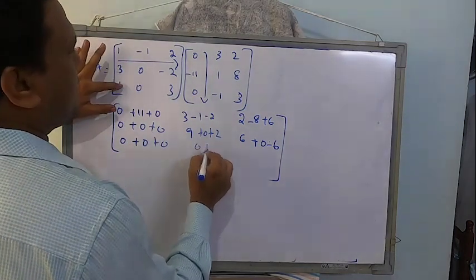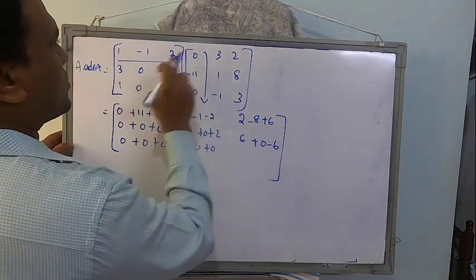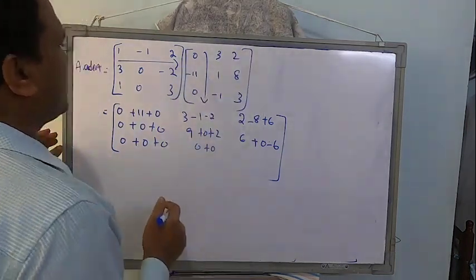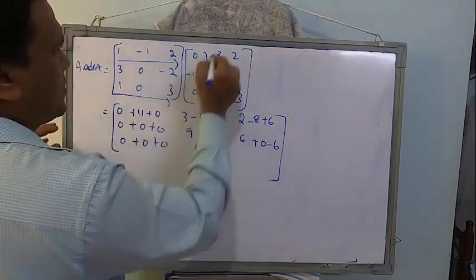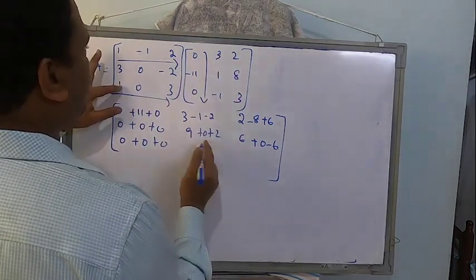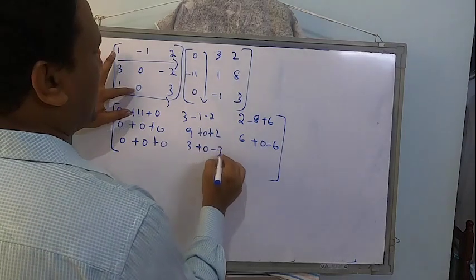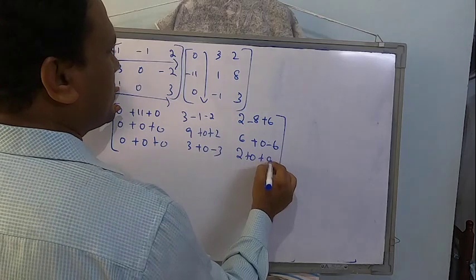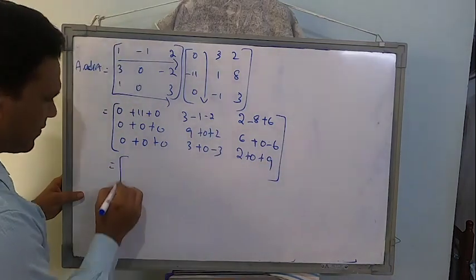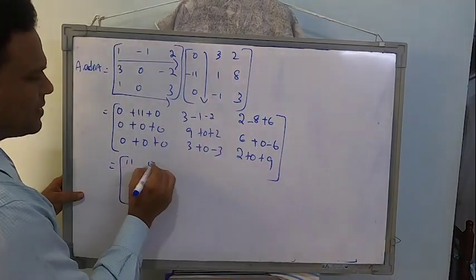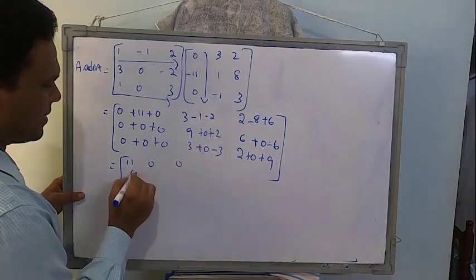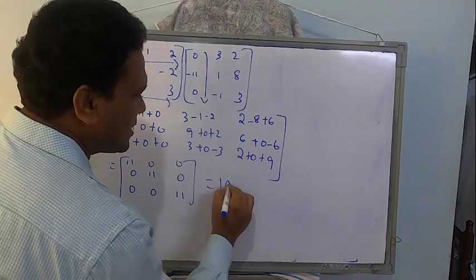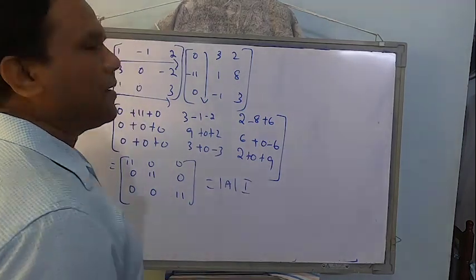Now the last row, that is 0 plus 0 plus 0. The next, 0 plus 0. So it's going to be third, right? Sorry, so it should be 3 plus 0 minus 3. Now the last one, 2 plus 0 plus 9. Okay, now let us simplify this. Just notice, this is what you will get. So what I will say here is that this is nothing but determinant A multiplied by I.